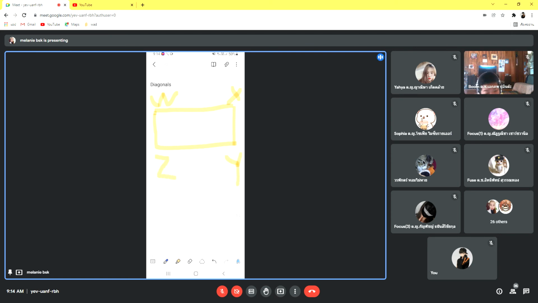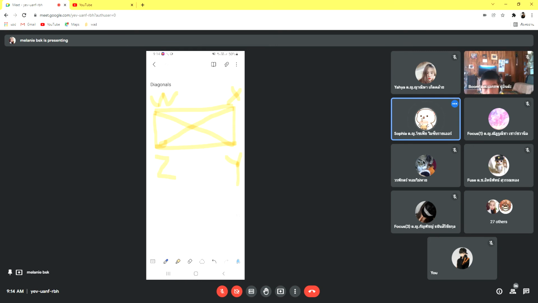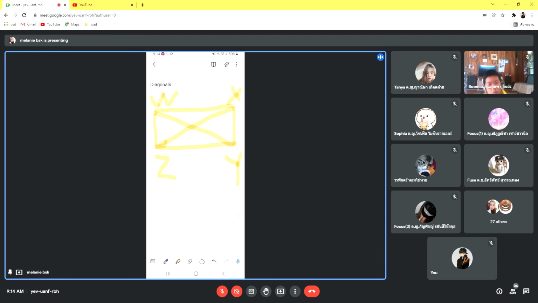So what are the names of these diagonals, children? What is the name of this rectangle? W, X, Y, Z. Or you can just do the opposite, Z, Y, X, W. So what are the diagonals of this quadrilateral?